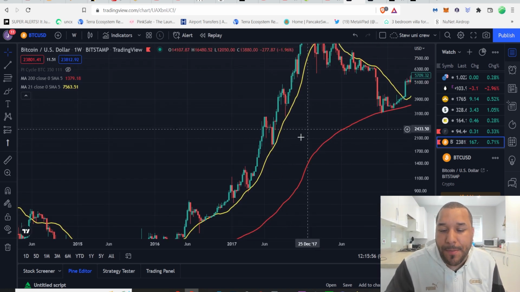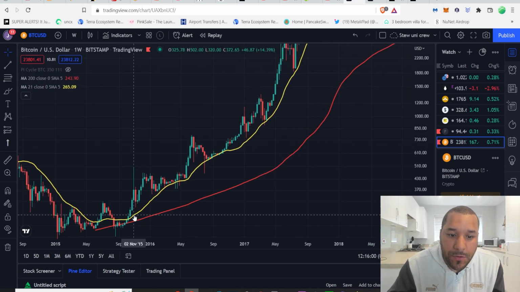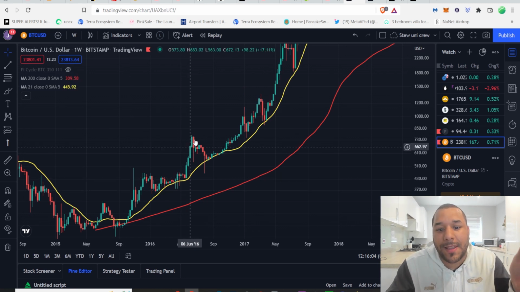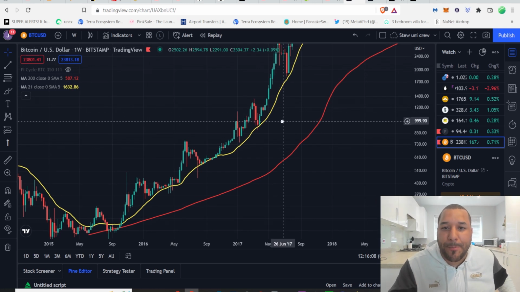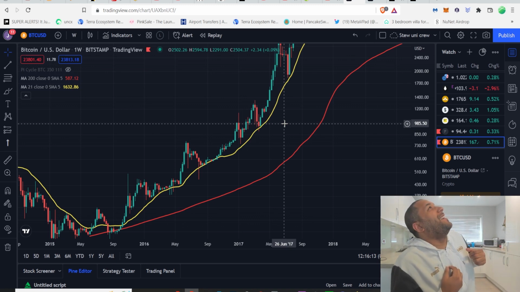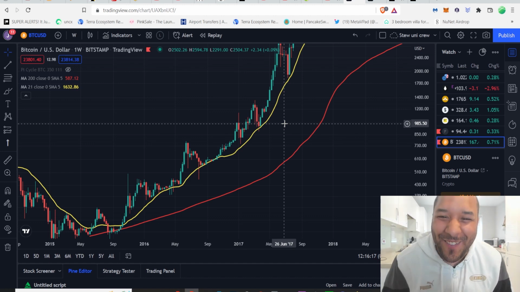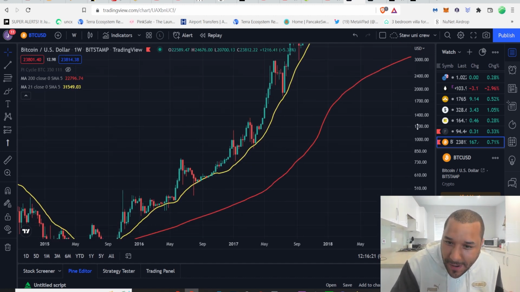Look at this massive pump. And you can see very clearly that the price was using it as support because it bounced. Look at the price. Came, bounced on the yellow line, bounced on the yellow line, bounced on the yellow line. It was jumping like a trampoline. That's what this was doing. It was just bouncing off it like a boss.